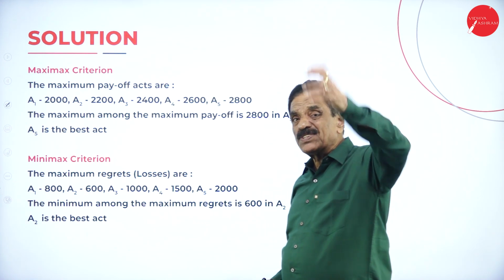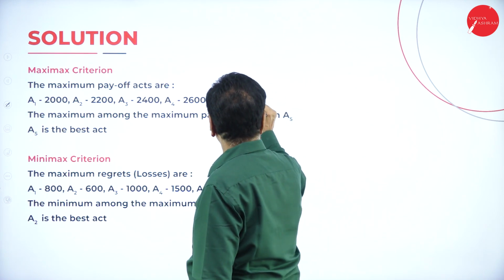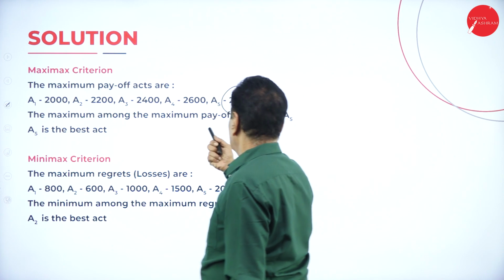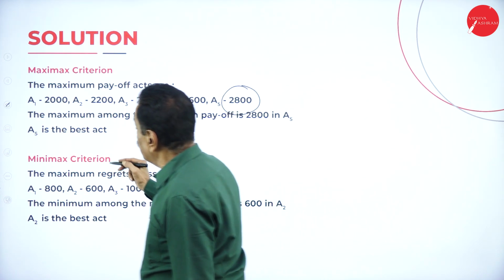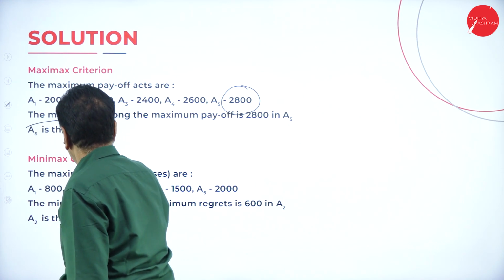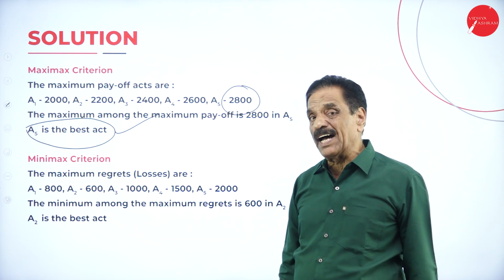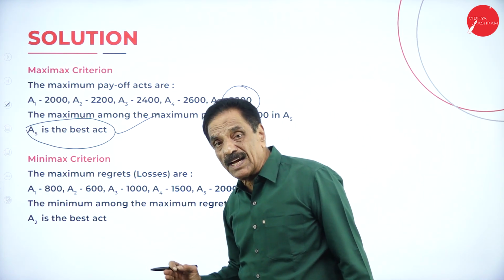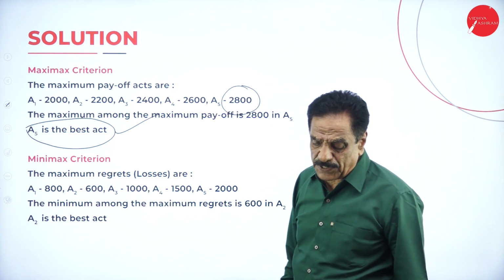Among them, which is the highest one you select? 2800. The maximum among the maximum payoffs is 2800, A5. A5 is the best act. The highest is the best act. Best alternative you have to find out. Among them you select which is the highest. That is the best act you have to select.